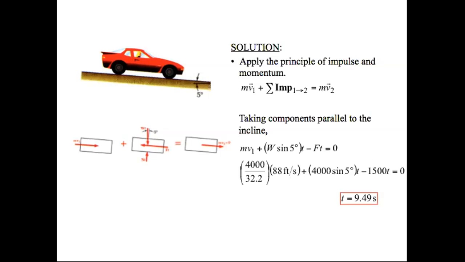Now we have to write all the impulsive forces parallel to the incline. We have the weight component along the incline, W sine 5 degrees, and also we have the braking force that acts against the motion, for this reason it's negative. Now, after we solve this equation, we find the time. The time is 9.49 seconds required for the car to come to a stop.